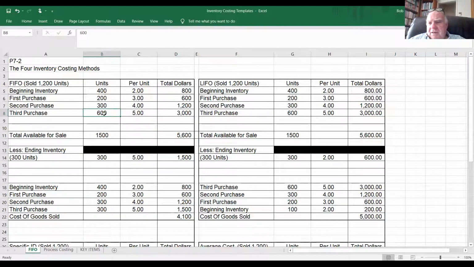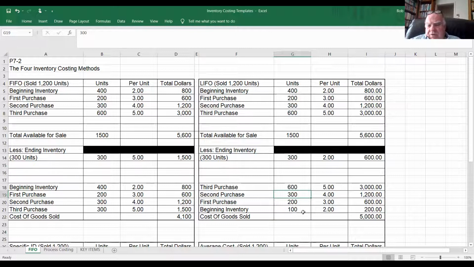Let's look at LIFO. LIFO, last in, first out. So here we're going to start from the bottom. And we're going to say to ourselves, we sold 600 first. Then we sold 300 and 200 from the next recent layers. That's 6 and 3 is 9 and 2 is 11. That means we only need 100 from the beginning inventory.